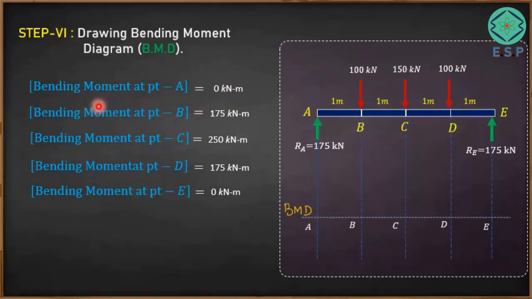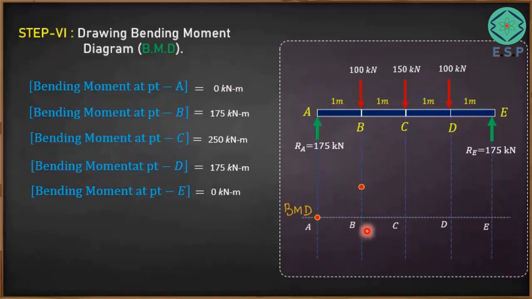So the bending moments at the salient points we have already calculated. We got bending moment at point A as 0 kN, at point B 175 kN, at point C 250, at point D 175, and last, bending moment at point E is 0 kN. So we have all these values of bending moments at the respective points of the beam. We shall now be representing these values on these vertical lines. If you see, bending moment at point A is 0 kN, so I have shown that by this particular dot. This represents 0 kN.